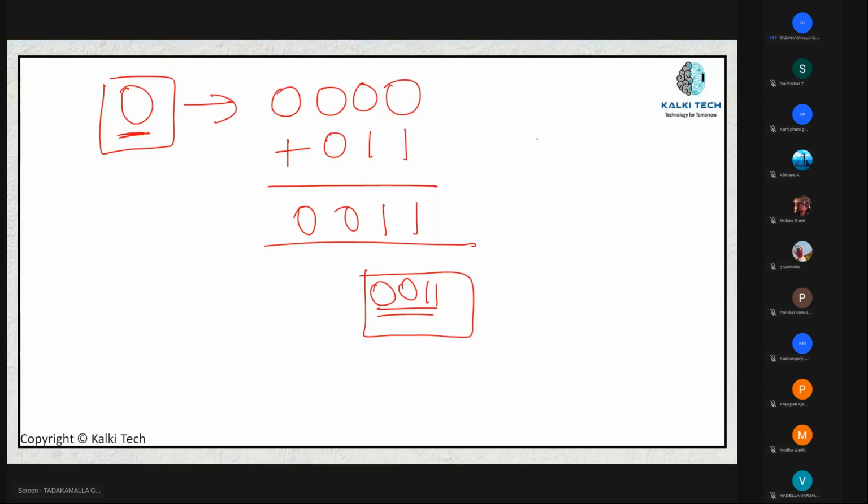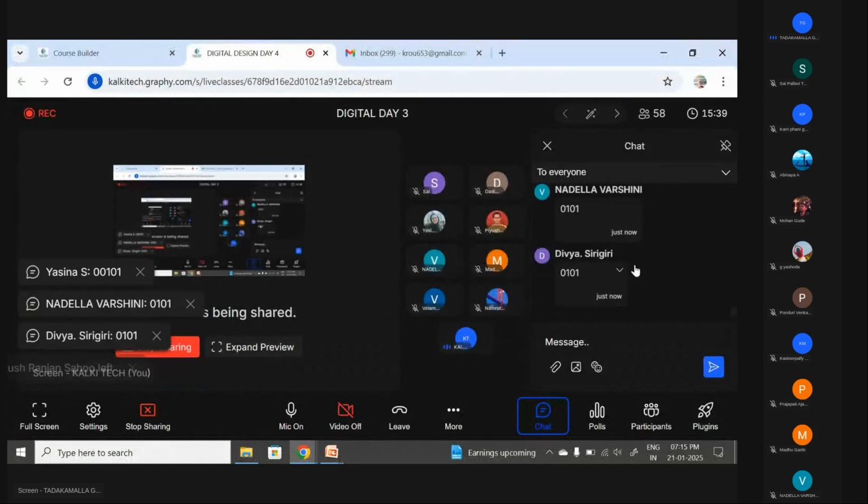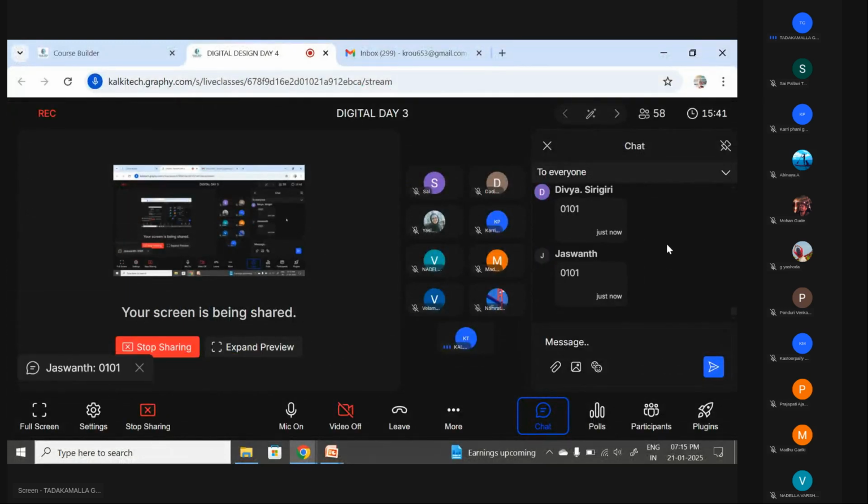And if we have 2, then what is the XS3 code? First, you should write it in BCD, that is 0010, plus 0011, that is 0101. So the XS3 code, is it clear for everyone?